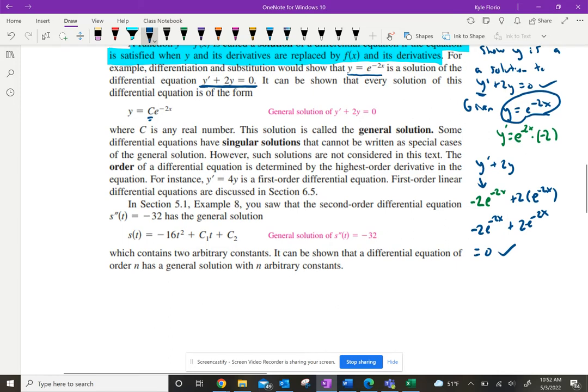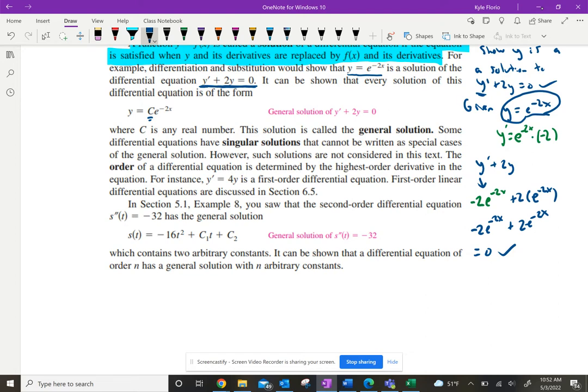We actually did a second order differential equation in the beginning of chapter 4. The order of a differential equation is determined by the highest order derivative in the equation. So the derivative of y equals 4y, that's a first order derivative, so we have a first order differential equation. First order linear differential equations are going to be discussed in 6.5.